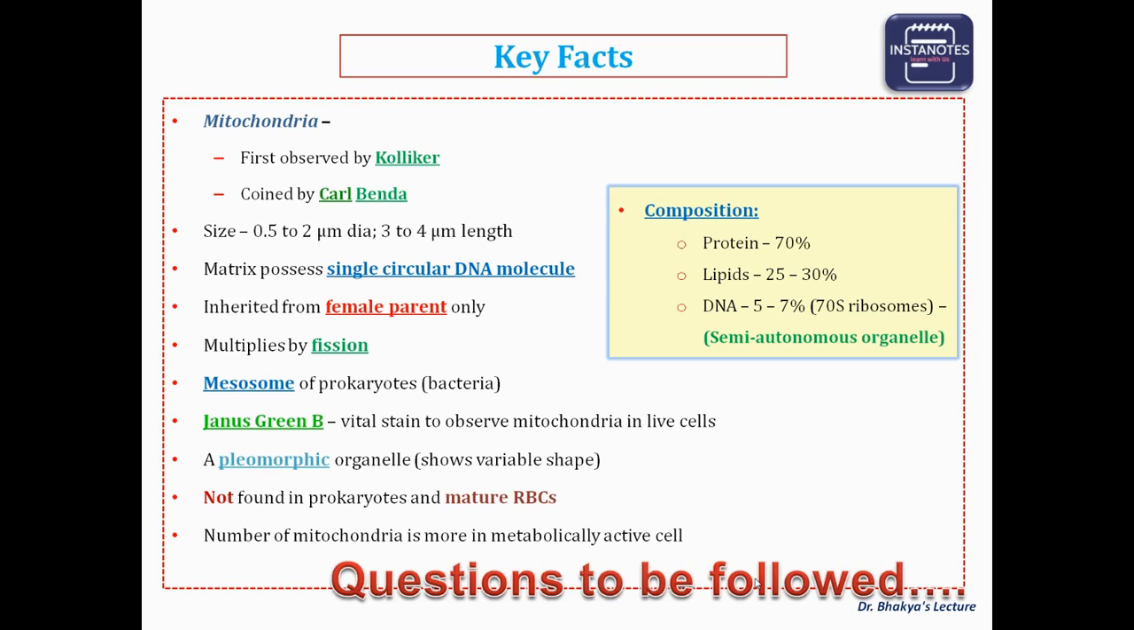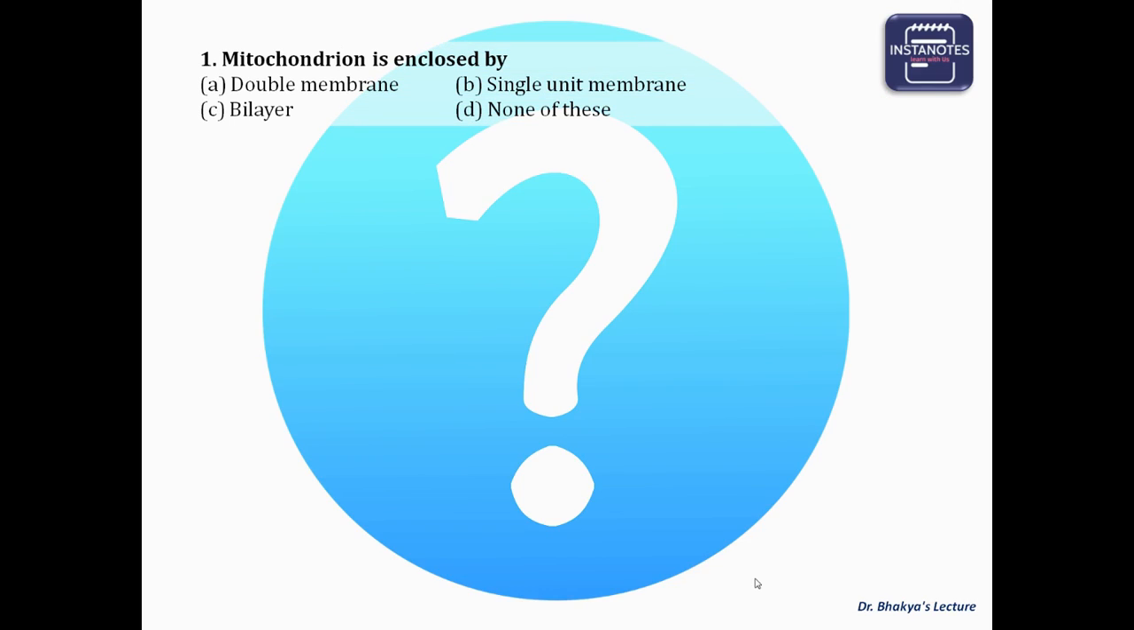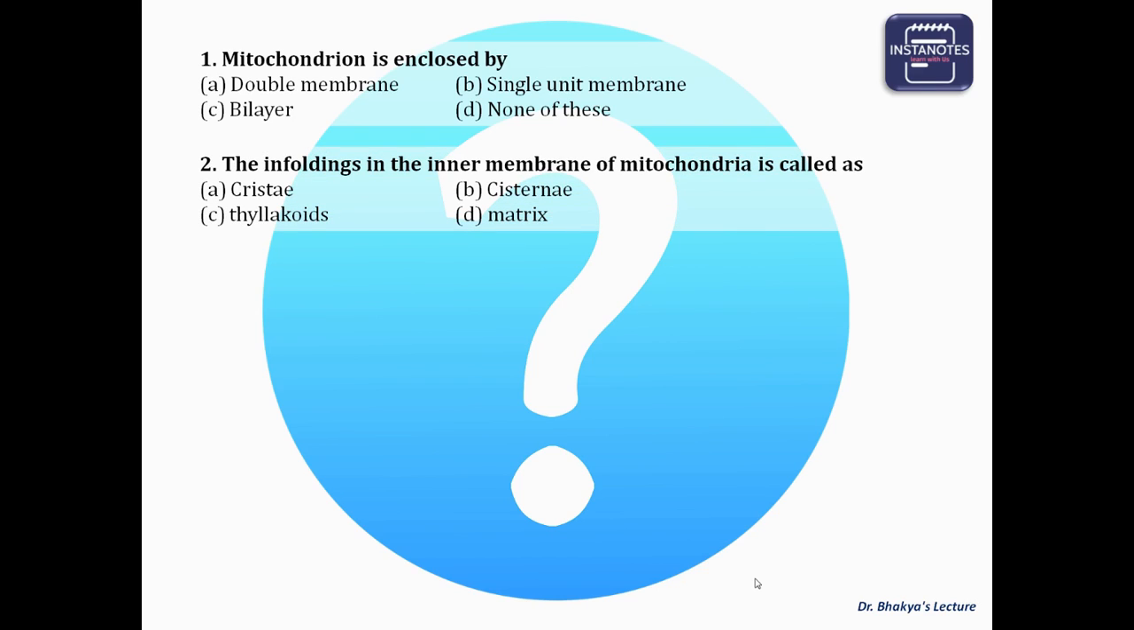This lecture will be followed by a few questions which are usually repeated in competitive examinations. The mitochondrion is enclosed by, yes, a double membrane layer. The infoldings in the inner membrane of mitochondria are called, yes, the cristae and not the cisternae. Cisternae is present in the Golgi bodies, which we will deal with in future lectures.